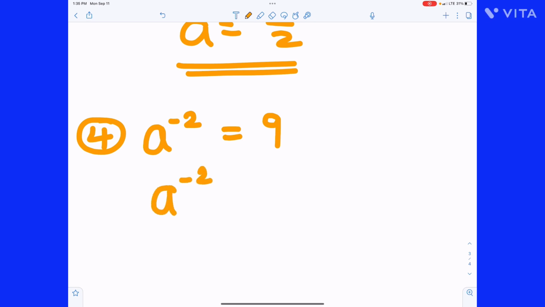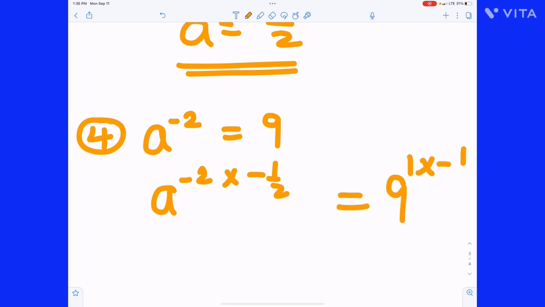What's the reciprocal of minus 2? That's minus 1 over 2. We multiply minus 2 by minus 1 over 2. 9 is the same thing as 9 raised to power 1. So we multiply this also by minus 1 over 2. That gives us a raised to power 1 is 9 raised to power minus 1 over 2.